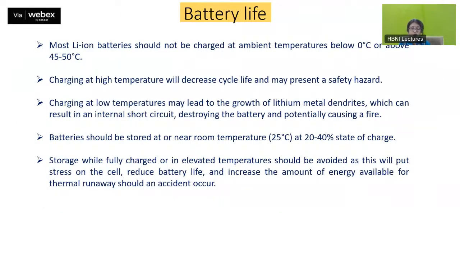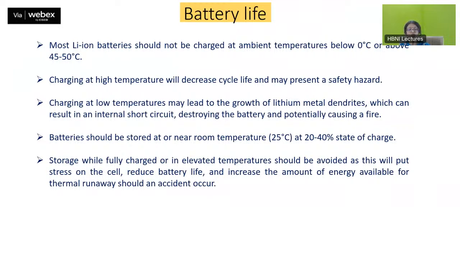Now coming to one very important point, which is battery life. Most lithium ion batteries should not be charged at ambient temperatures below 0 degrees or above 45 to 50 degrees. Why? Because charging at high temperature decreases your cycle life and it also may present a safety hazard. Charging at low temperatures may lead to the growth of lithium metal dendrites, which can result in an internal short circuit and destroy the battery, and it can potentially cause fire. It's a fire hazard, definitely, because you have liquid electrolytes, most of which are volatile. So the moment a short circuit happens, there's a thermal runaway and then it catches fire. It's a very big hazard.